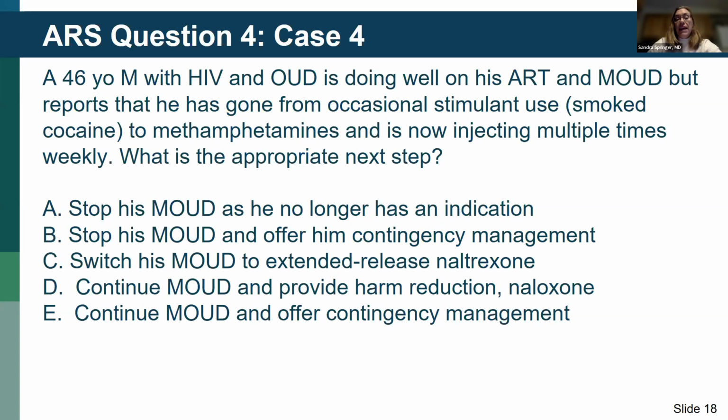A, stop his buprenorphine, because there's no longer a reason, right? Because he's saying he's not using opioids anymore. B, stop his buprenorphine, offer him now contingency management for his stimulant use. C, switch his buprenorphine to extended release naltrexone. D, continue the buprenorphine and provide harm reduction naloxone. And E, continue buprenorphine and offer contingency management with the buprenorphine.